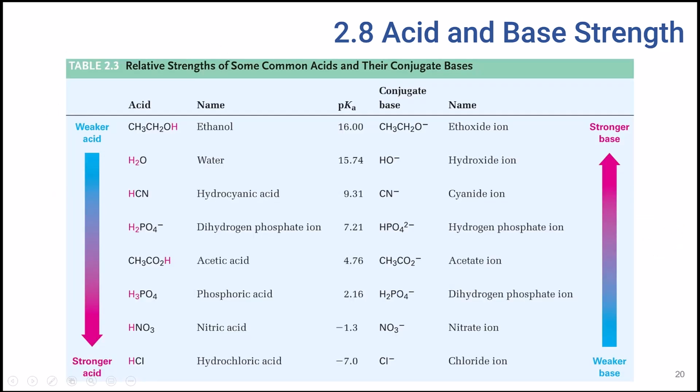And we can see that in our table here. The pKa of ethanol is 16, whereas something like HCl is negative 7. So HCl is very willing to donate a proton, or H+, whereas ethanol is not as willing.